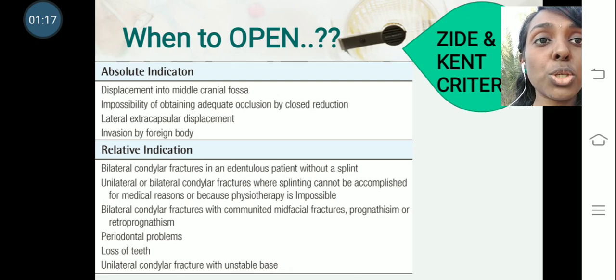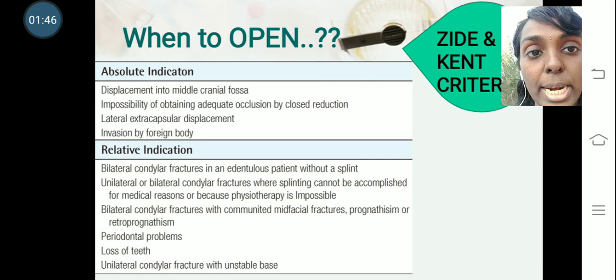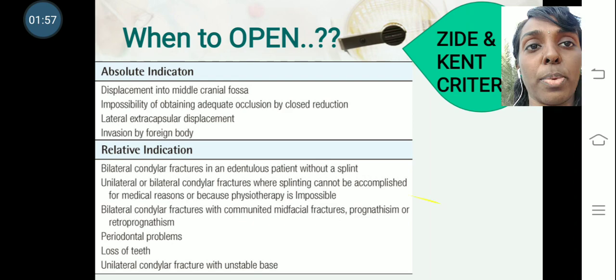There are indications for when to open. According to Zide and Kent criteria, there are absolute indications and relative indications. These include: displacement into the middle cranial fossa, impossibility of obtaining adequate occlusion by closed reduction, lateral displacement, invasion by a foreign body, periodontal problems, loss of teeth, unilateral condylar fracture with unstable base, bilateral condylar fractures in edentulous patients without a splint, unilateral or bilateral condylar fractures where splinting cannot be accomplished for medical reasons or because physiotherapy is impossible, and bilateral condylar fractures with comminuted midfacial fractures, prognathism or retrognathism.